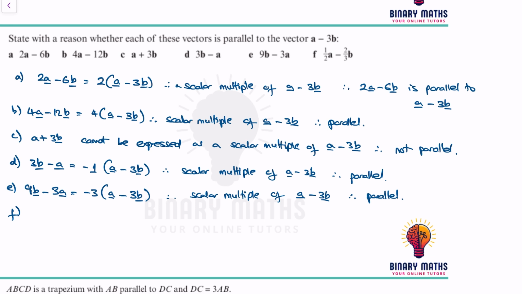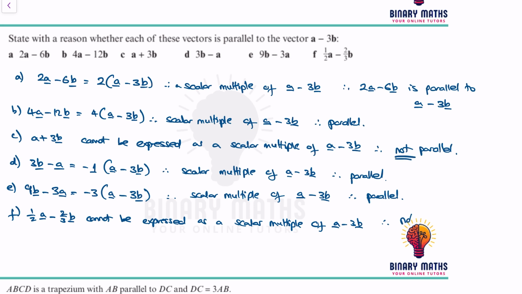F is, okay, times A by half, but it's not the same thing as timesing minus 3B by half. So that means half A minus 2/3 B cannot be expressed as a scalar multiple of A minus 3B, therefore not parallel.